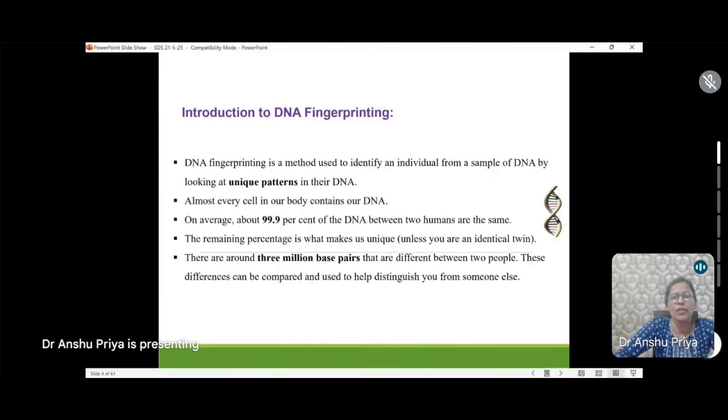Fingerprints are very unique. Everyone knows that we use fingerprinting everywhere, as in documents or in biometric attendance systems, because no two fingerprints are the same. Like that, a DNA fingerprint is very unique, but here we are not looking at the fingerprints on our fingertips. We are looking at different types of unique patterns present in DNA, which are very important, and no two DNA fingerprints are the same.